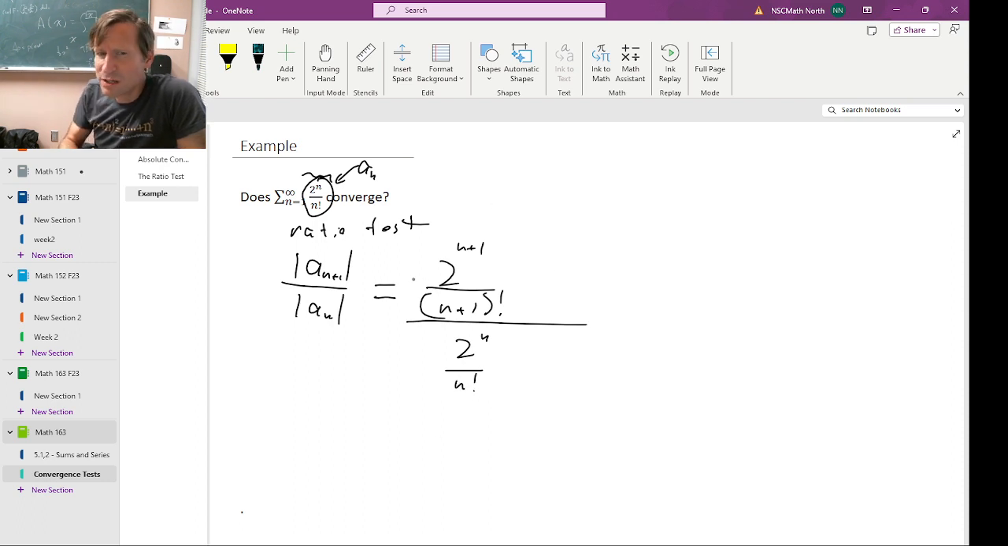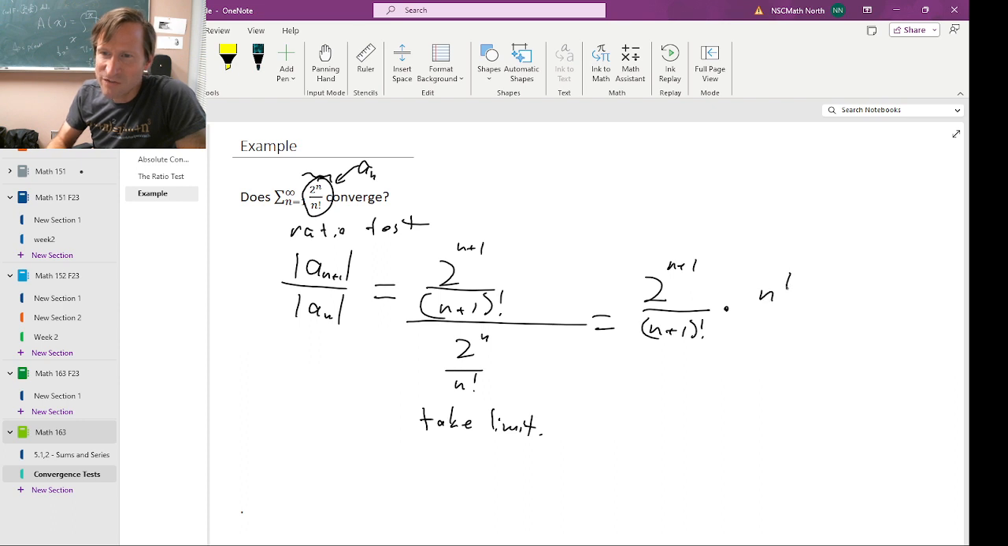And ultimately, we will take a limit. But before we take a limit, we should simplify this mess, right? This is really pretty ugly looking. So let's see. This is 2 to the n plus 1 over n plus 1 factorial. And then to divide by this fraction, we can multiply by its reciprocal. So that's n factorial over 2 to the n.